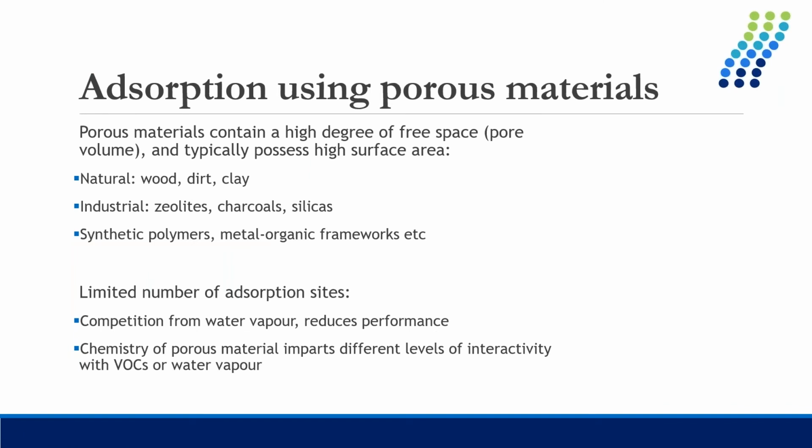One of the main ways we do this is through adsorption using porous materials. Porous materials are a fairly broad class, but they're characterized by having a high degree of free space or pore volume, and they typically possess high surface areas. In the natural world, examples are things like wood, dirt, and clay. They're used extensively in industrial applications, things like zeolites, charcoals, and silica gels. And more recently, there's a lot of work on synthetic porous materials like polymers and also metal organic frameworks, which I'll be mentioning a little bit later.